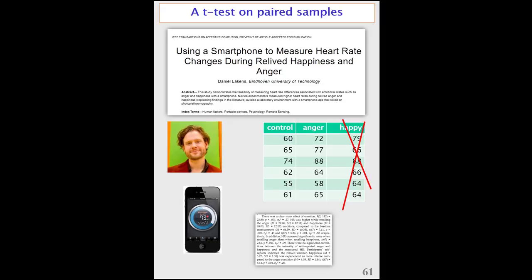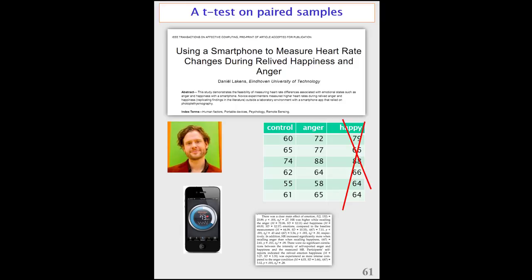I measure your heart rate in a standard situation. You are not thinking about anything in particular. And then I measure you again, now reliving an angry memory, and I also measure your heart rate over there. This is slightly different from what we had before, because now I have two variables next to each other. And these two, the 60 and the 72, are actually from the same person.